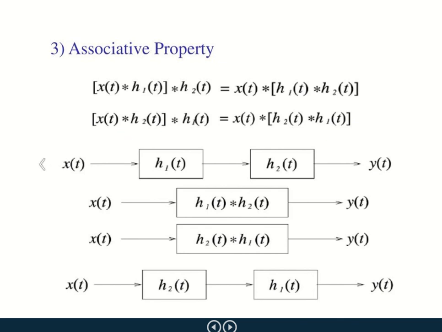Graphically, using a block diagram, this can be understood as follows. Suppose x(t) is the input given to a system having impulse response h1, and let's say h2 is the impulse response of another system which is fed with the output of the first system. So the output of the first system is the convolution of x with h1. Let's call this output z. So if z is x convolved with h1, which is this part, then z convolved with h2 is the output y.